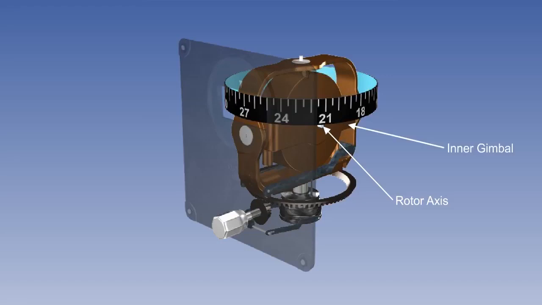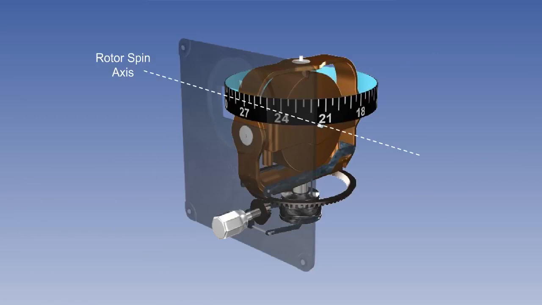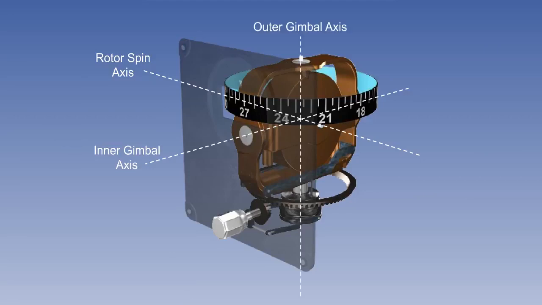Note that in the DGI, the gyro rotor is mounted in the inner gimbal, on bearings mounted in the outer gimbal. The outer gimbal can rotate through 360 degrees around the aircraft's vertical axis on bearings within the case of the instrument. Note that the rotor spin axis, the inner gimbal axis, and the outer gimbal axis are mutually at right angles to each other.